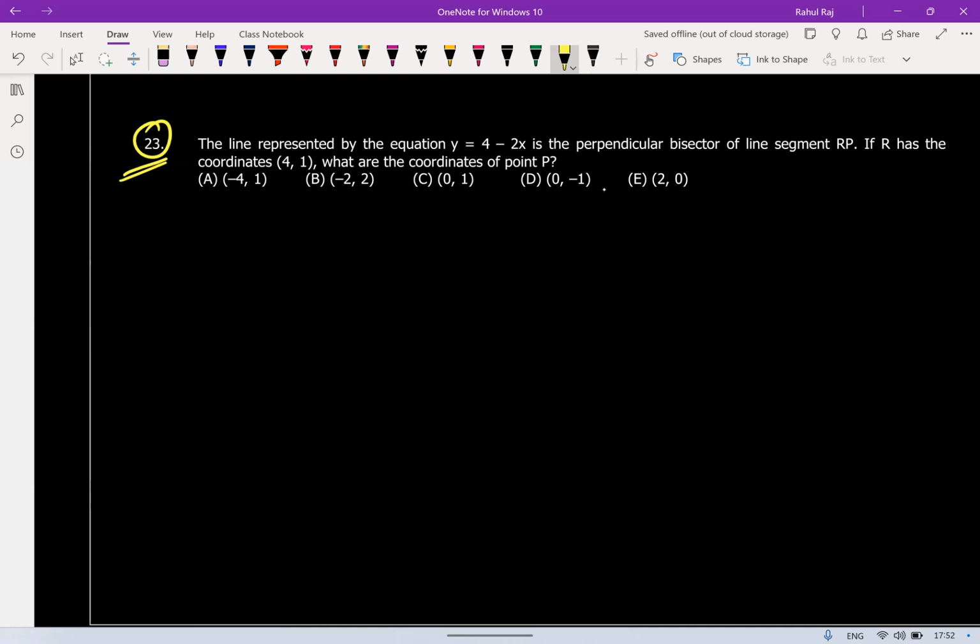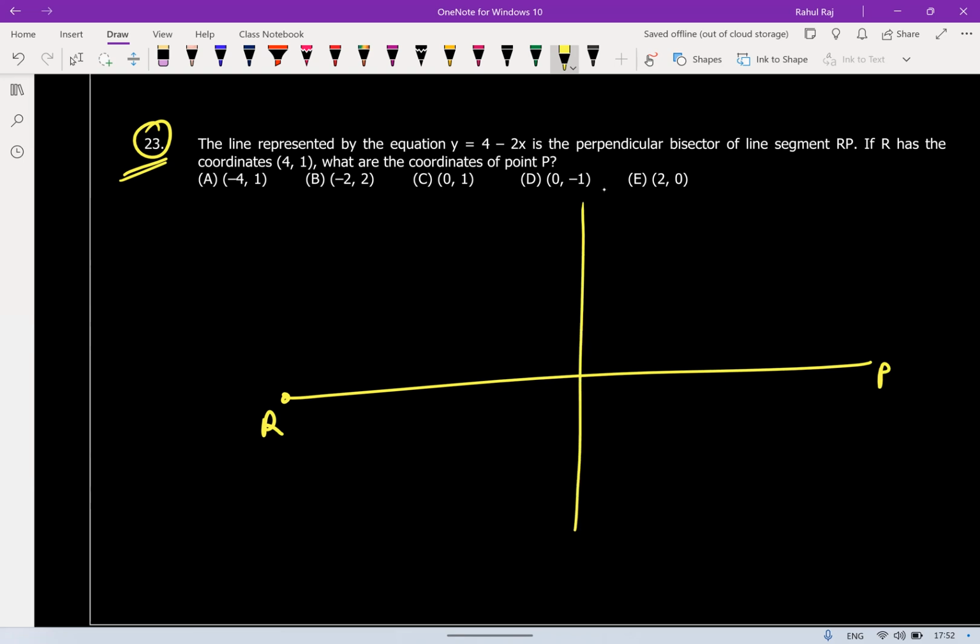So what it says, the line represented by the equation is a perpendicular bisector of segment RP, and this is RP. It says perpendicular bisector, it means this is the midpoint, simple logic. Now what is the line? Y is equal to minus 2x plus 4. It says the coordinates of point R are 4, 1. What are the coordinates of P? I think P is (a, b), that's it. If P is (a, b), I know that M is the midpoint. It is given to me because it is perpendicularly bisecting the segment RP.